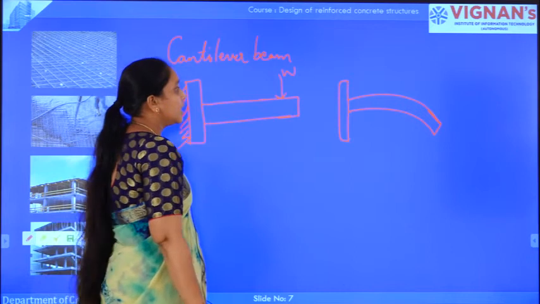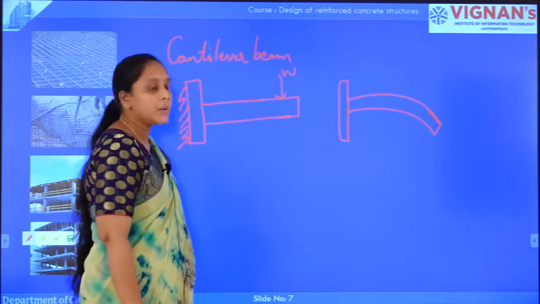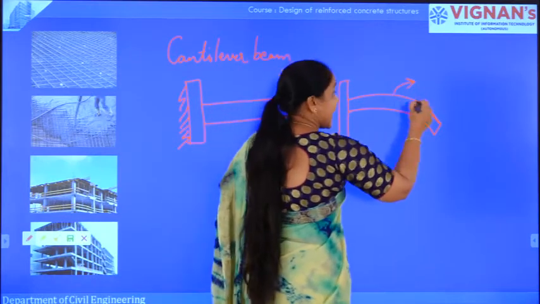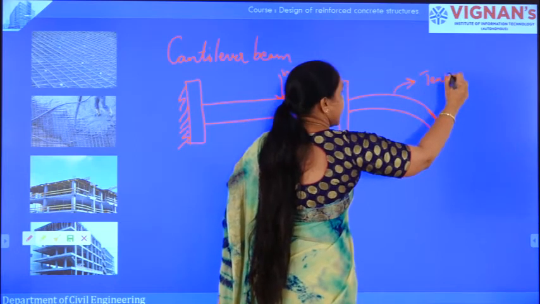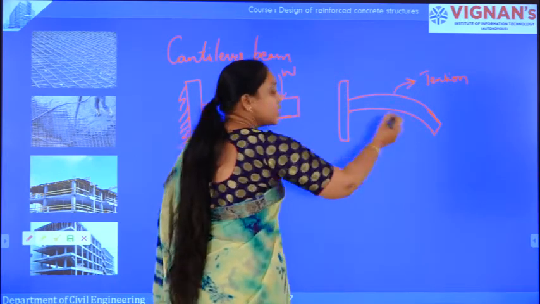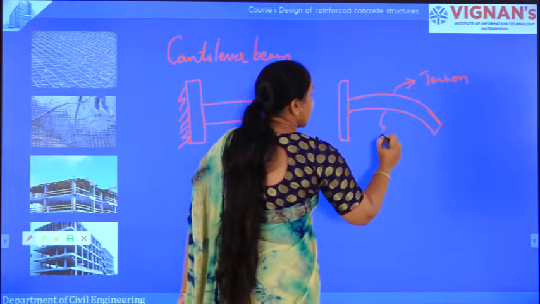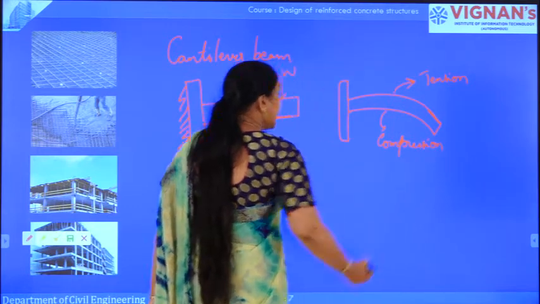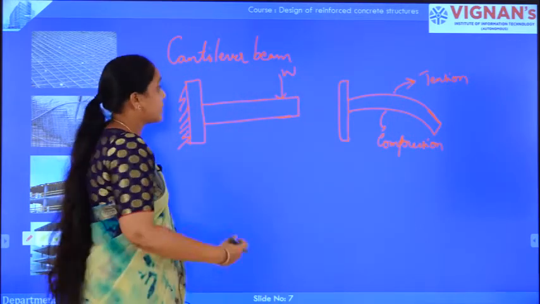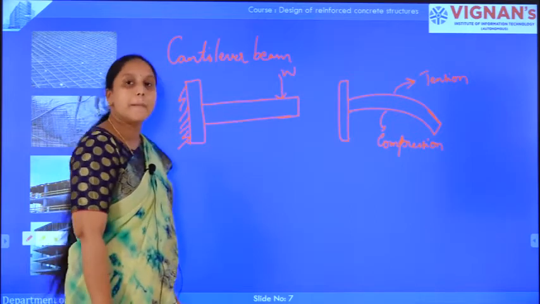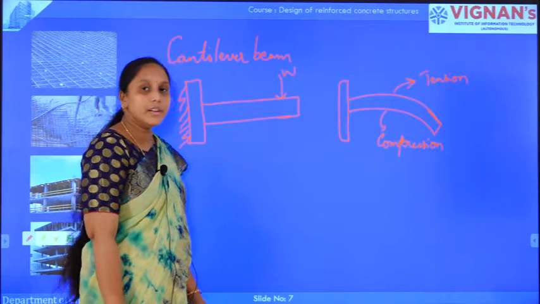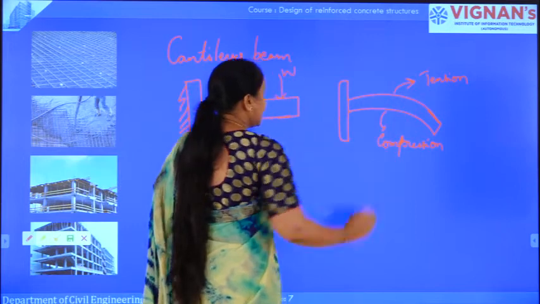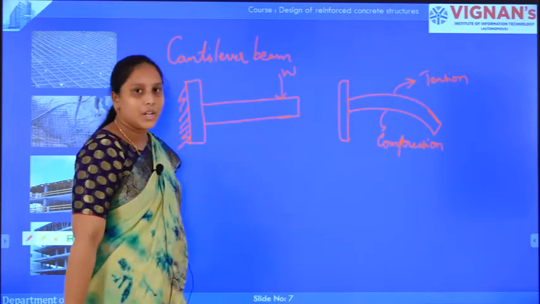So, what is happening here? The topmost part of this particular beam is in tension and the bottommost part is in compression. But it is not the same case in a simply supported beam. In a simply supported beam, the topmost part is under compression and the bottommost part is under tension. Now, in a cantilever beam, the topmost part is in tension and the bottommost part is in compression.